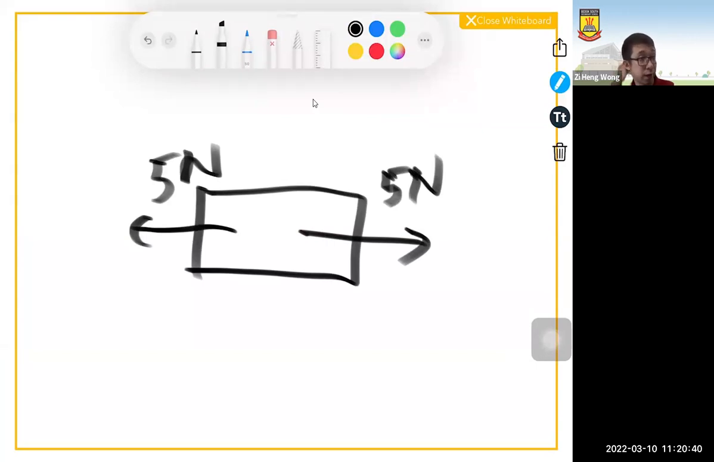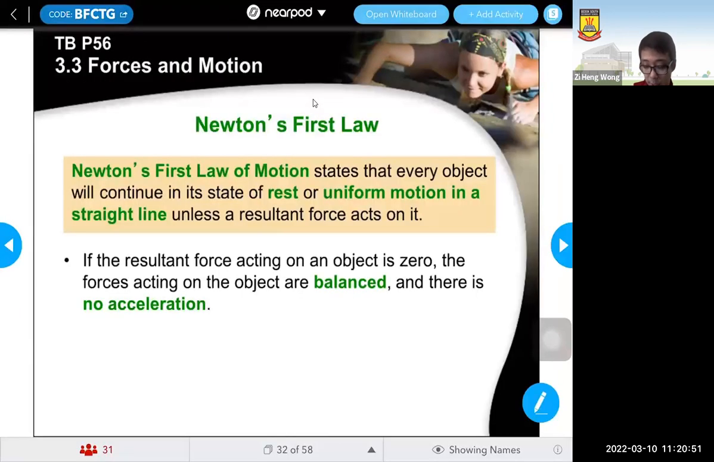So the object is at rest. What will happen to the object? The object will continue to be at rest. They cancel each other, so the resultant is 0. That's what Newton's first law is trying to say. It says that the object will continue to be at rest or in uniform motion in a straight line unless a resultant force exists.